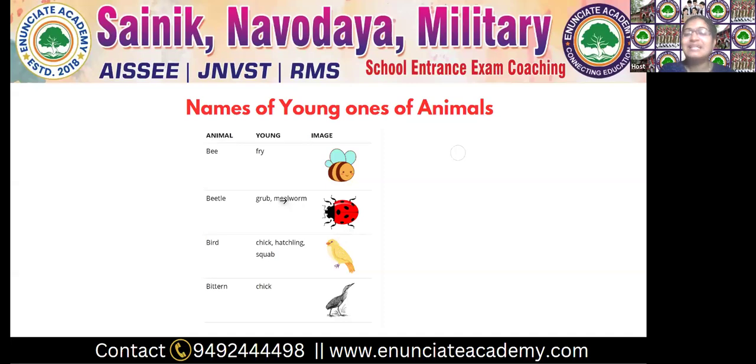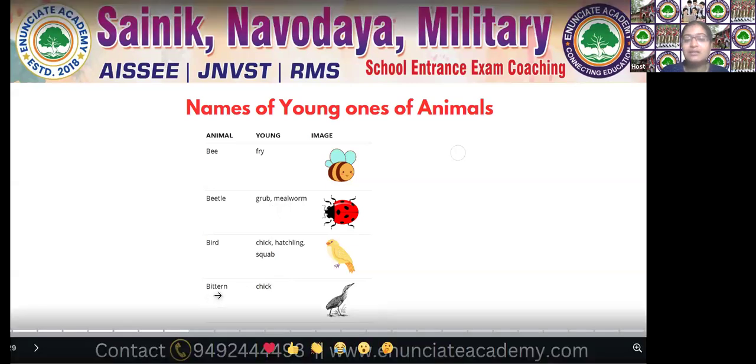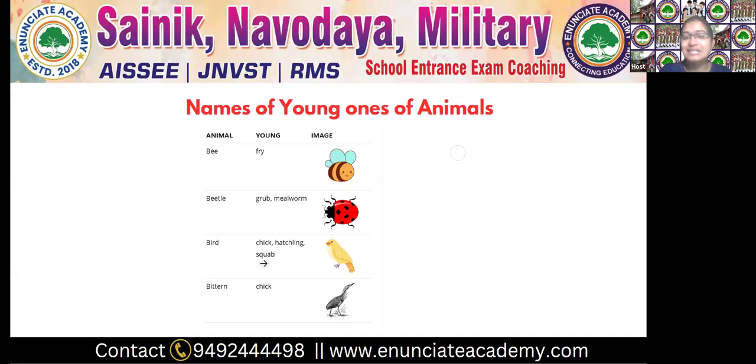This is beetle. The young one of beetle is called a grub or mealworm. Often we find them in meals, that's why we call it mealworm. And another one is bird. The young one of a bird is called a chick or hatchling or squab, according to the bird. And another one, beater. The young one of beater is called a chick.